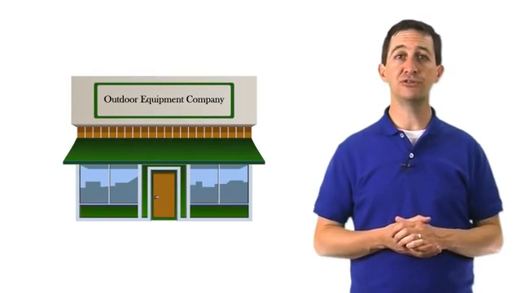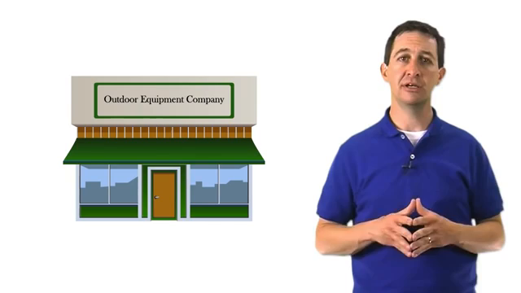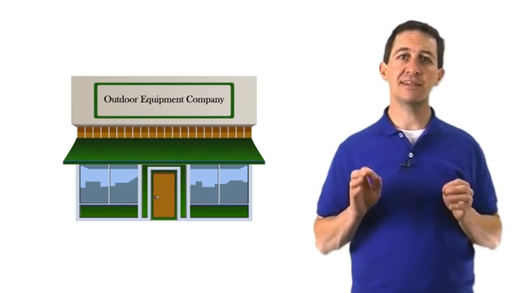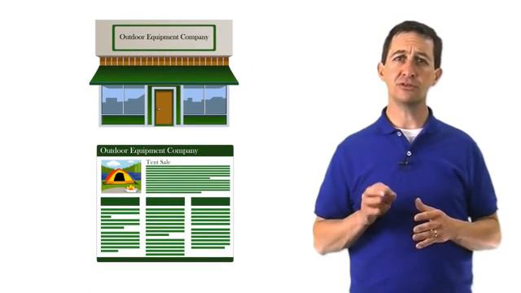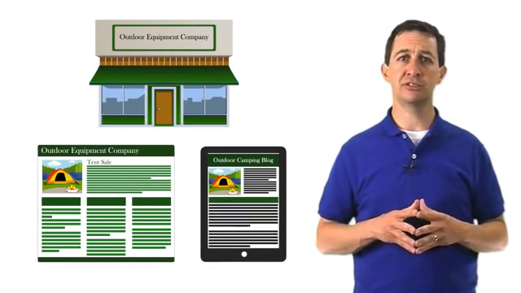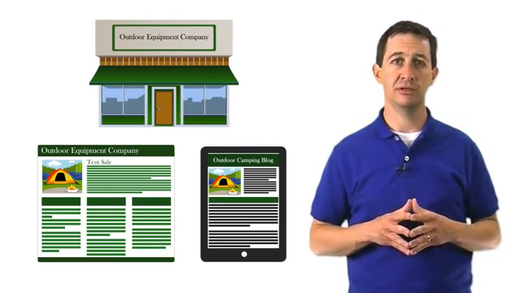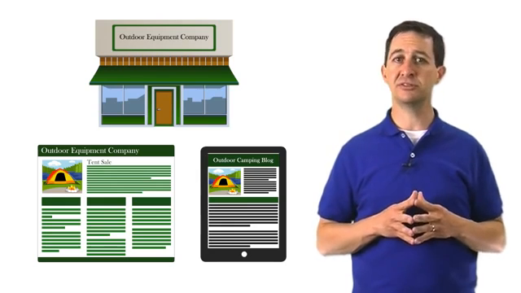Let's use a fictional outdoor equipment company as an example of how we would actually apply this process to create a real measurement plan. For the sake of this example, let's say that we sell our outdoor products on our website and in stores. This outdoor company also maintains a blog to engage customers in conversations about how to enjoy the outdoors. The first step to create our measurement plan is to define our business objective.